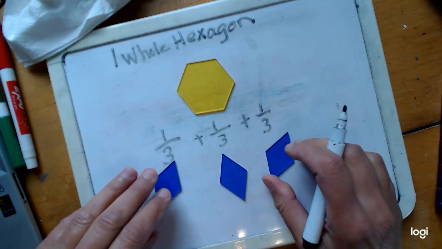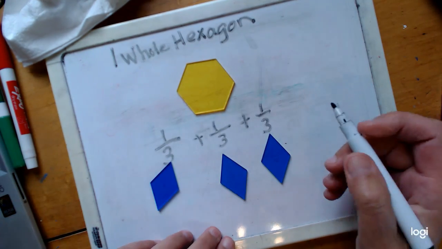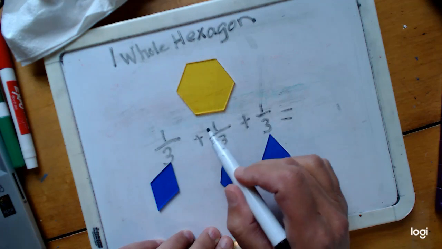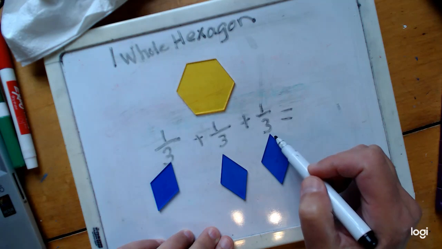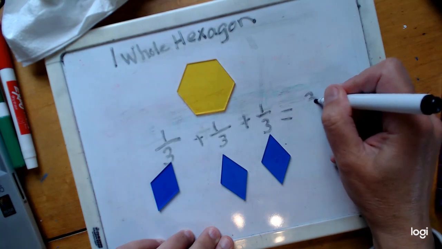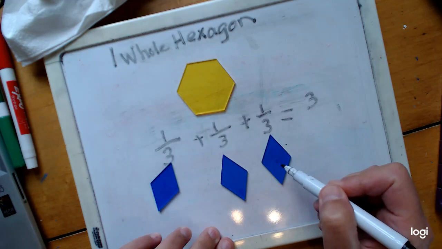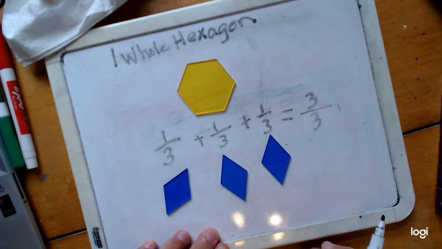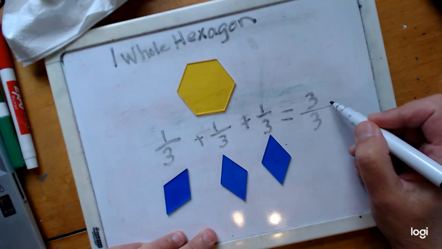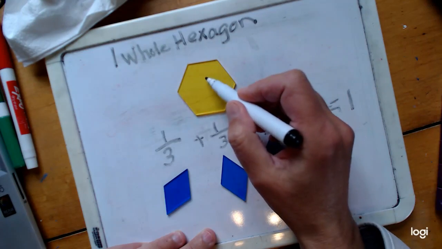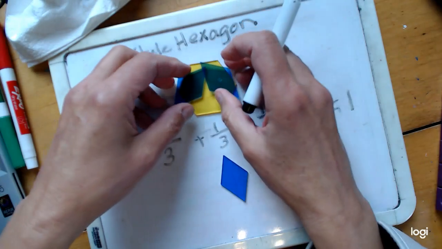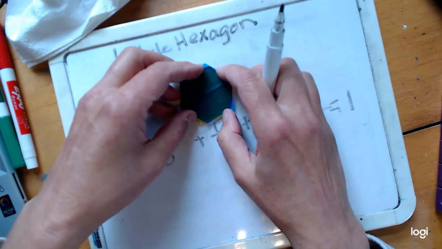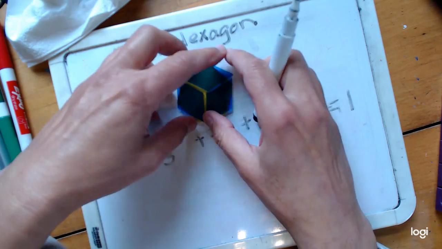Now, you probably know how I'm going to add these fractions. If I add 1 plus 1 plus 1 equals 3. And there's 3 parts, so we leave 3 in the denominator. And what does that equal? One whole. Let me show you it again real quick. So these 3 parts equal one whole.